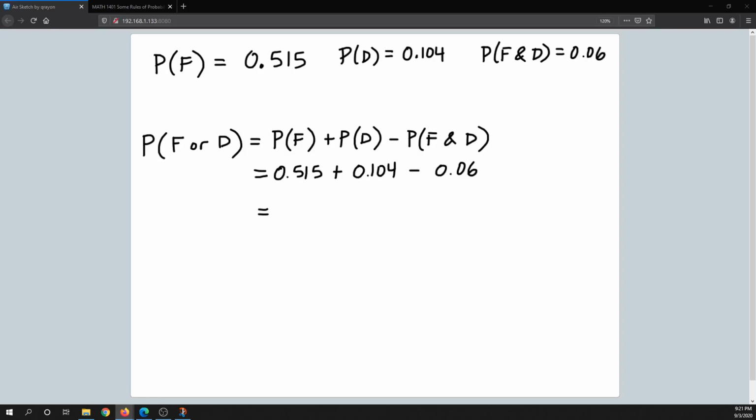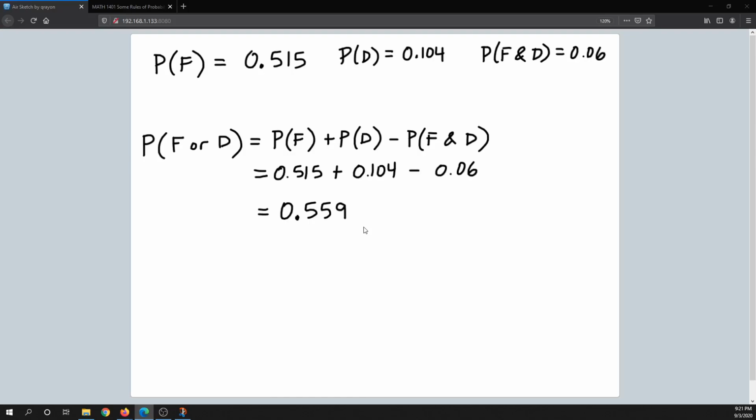All right, and then what we would do is just do those numbers out, and so we would get 0.515 plus 0.104 minus 0.06, and so we get 0.559 as the probability here. Now, as a percent, that would be 55.9%, but again, I rather leave it as a decimal. That's what I'm used to when I'm calculating probabilities, or a fraction.